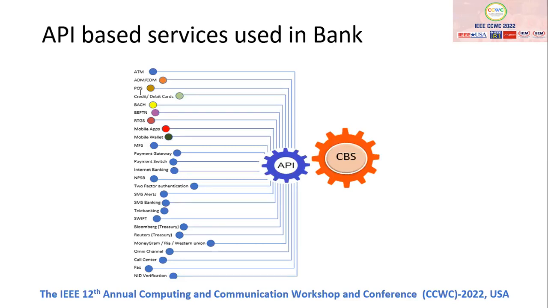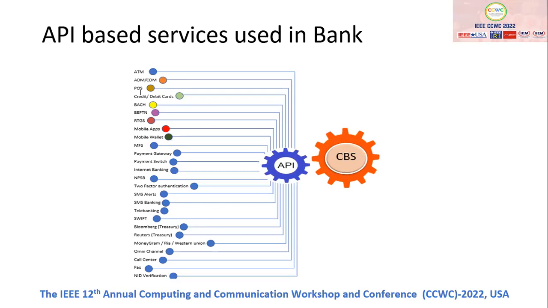Now I'd like to highlight which APIs are used in the banking industry. First of all, we see the ATM for transactions. The ATM uses a few APIs to interact with the core banking system, like getting the balance of the customer, getting customer transaction details, and transferring money. So the ATM uses a few APIs along with the core banking system.